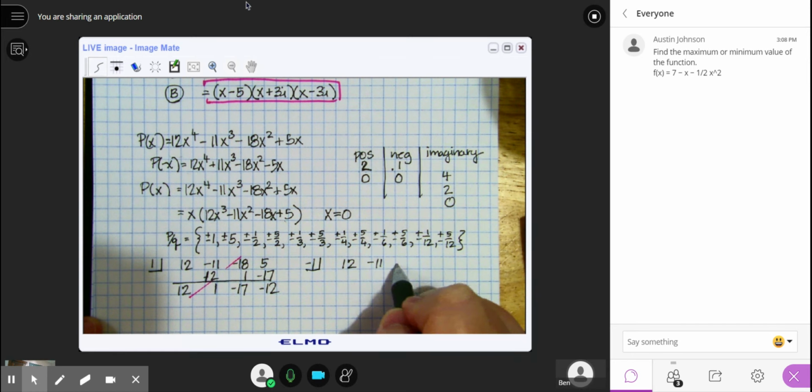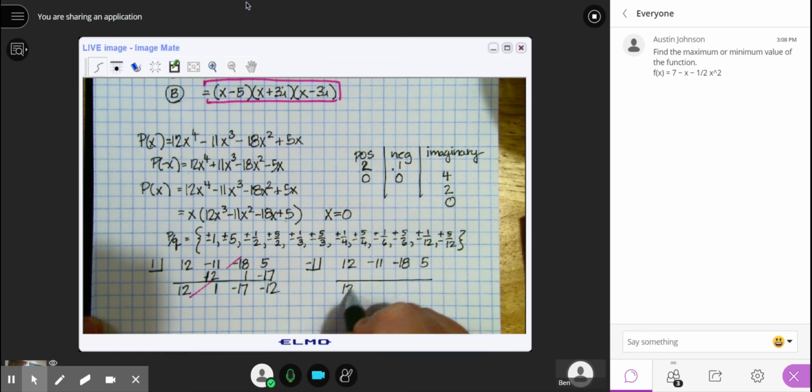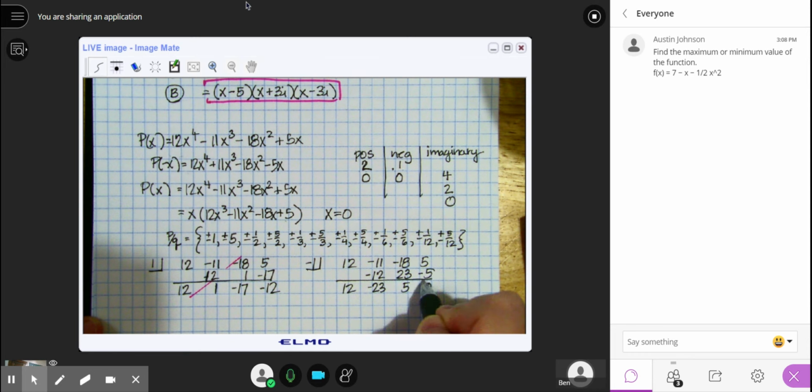12, negative 11, negative 18, and a 5. So 12, that's going to be a negative 12. That's going to be a negative 23, which when I multiply is 23. That's going to be a 5, and that's going to be a negative 5 and a 0. Okay? So we know that means we've got our negative number. Right?